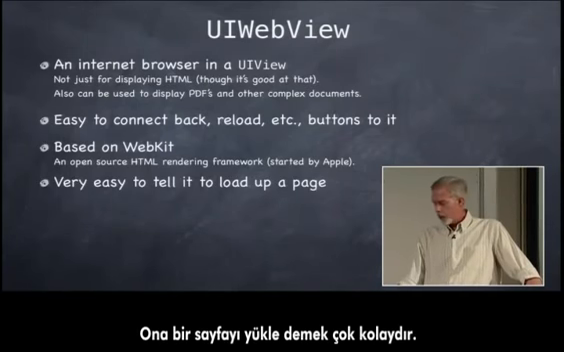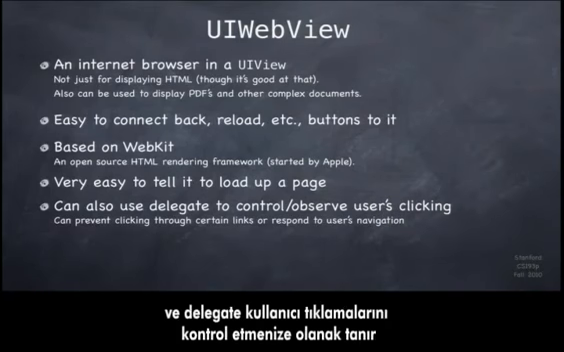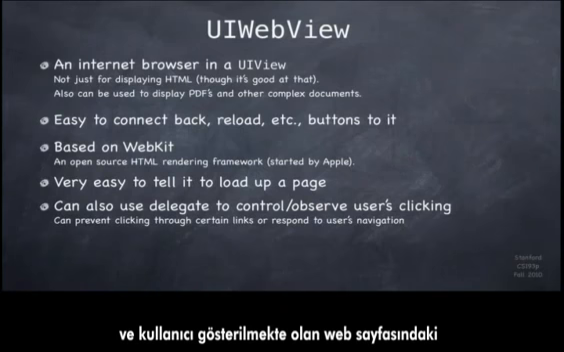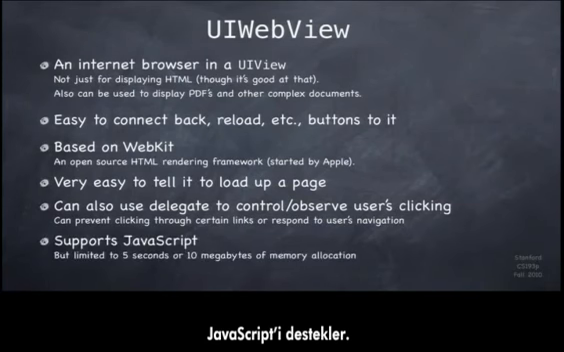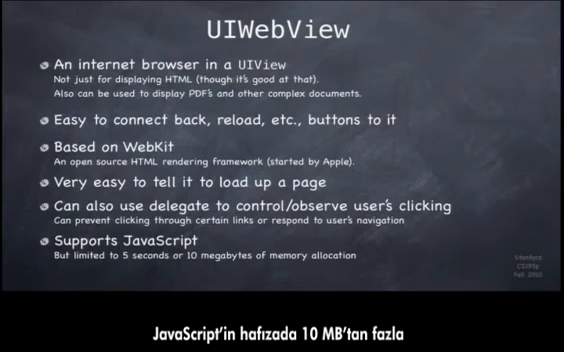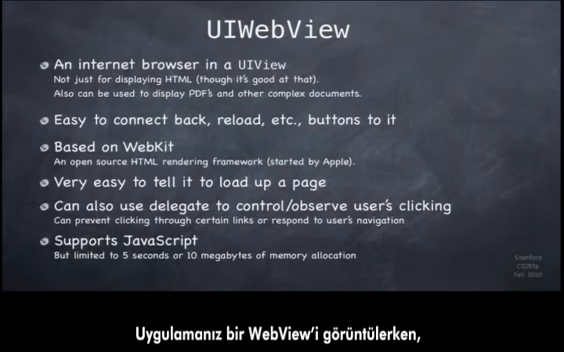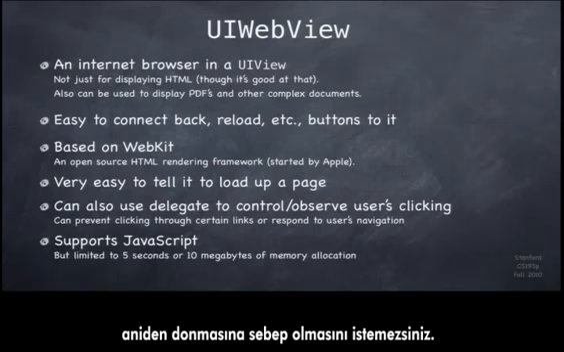It's very easy to tell it to load up a page. I'm going to show you how to do that. And it also has a delegate, and the delegate lets you kind of control the user's clicking and also observe what's happening when users are clicking on links inside of the web pages that you're showing. And it supports JavaScript. It does limit you to 5 seconds of running time for any JavaScript, and also it won't let the JavaScript allocate more than 10 megabytes of memory. You can see why it puts those restrictions on there. You don't want your app to put up a web view and then all of a sudden it freezes because some errant JavaScript is running out of control.